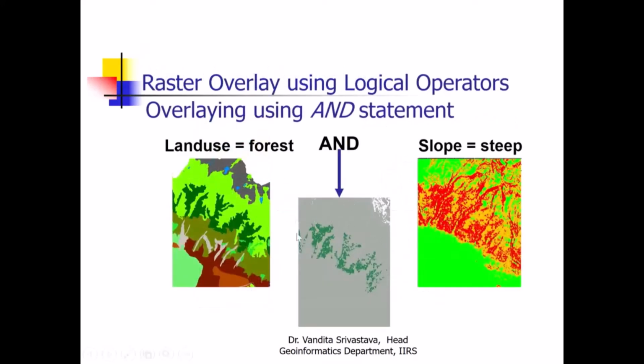Now this is an example that I also showed in my previous class. This is the AND statement, the logical AND operation performed on a data set, and this is how it shows where the forests are which are steep in slope. Steep forest areas are highlighted by the green color here. Here you had no data, so it resulted in no data, and the rest of the places are false. So the gray is false, the green is true, and this is no data.